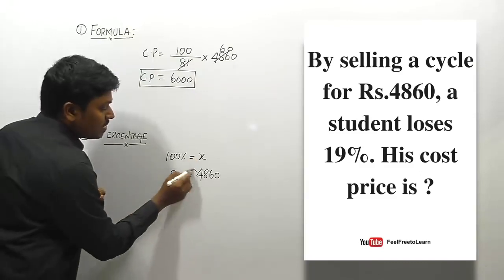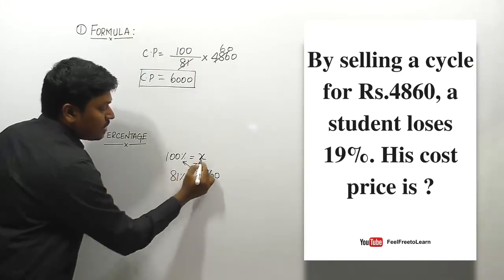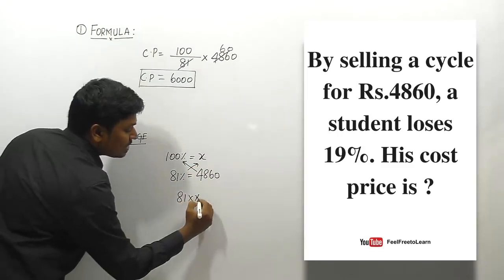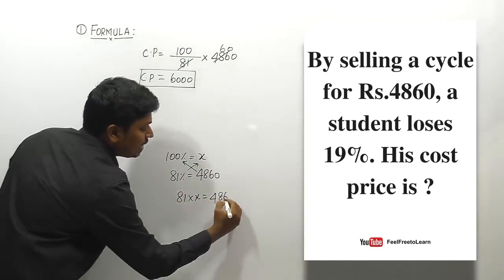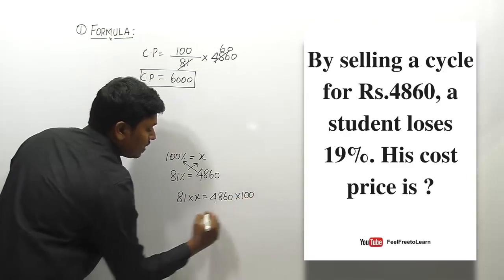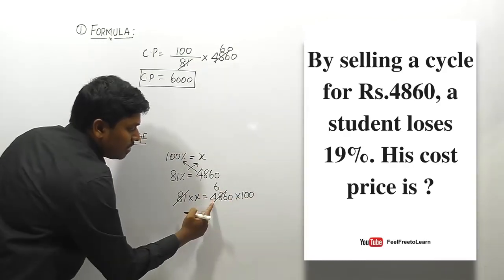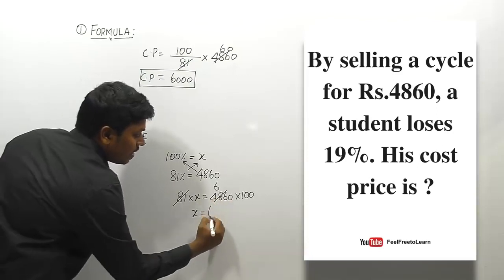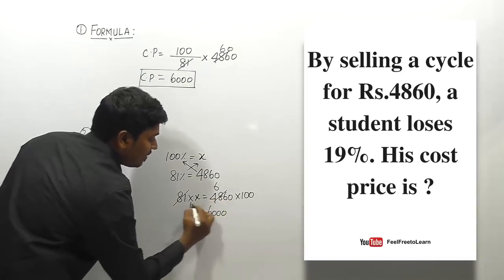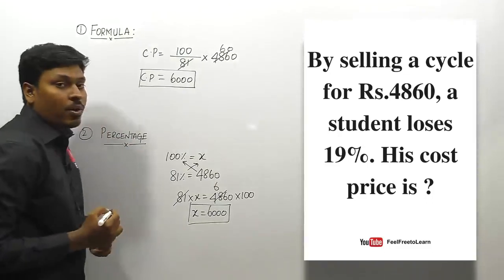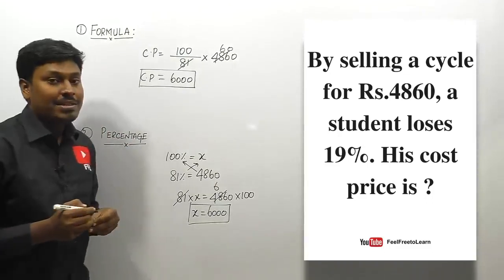Now we need to cross multiply this, right? So when we cross this, 81 into X is equal to 4,860 into 100. So finally this can be done as 81 into X, similar to the previous question, right, will be 486. So 60 into 100 will be 6,000. So finally we can say that in both the methods, the cost price of the cycle will be rupees 6,000.